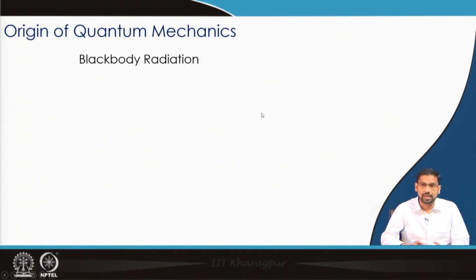In fact, before that, we also want to discuss why there was even a need for quantum mechanics. So briefly, we will go through the story of the origin of quantum mechanics. There are a few experiments at the end of the 19th century and beginning of the 20th century that puzzled the physicists of that time, because the existing knowledge in classical physics was not sufficient to explain those experimental results.